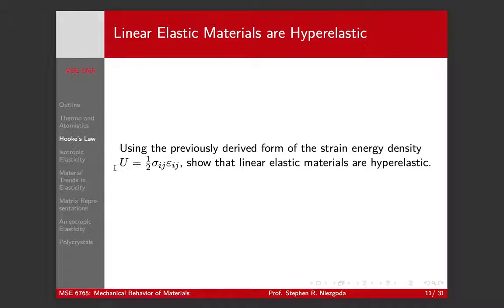Okay. Again, I want you to think about something, and it's not at all hard to show, from the definitions of our elastic stiffness tensor and the way we went through it, that our strain energy density is 1/2 sigma ij epsilon ij, or the double contraction, the double dot product of our stress and strain tensor, divided by 2. And to show that linear elastic materials are hyperelastic. It's pretty straightforward. I want you to play with it. If you have any questions, ask me in class.